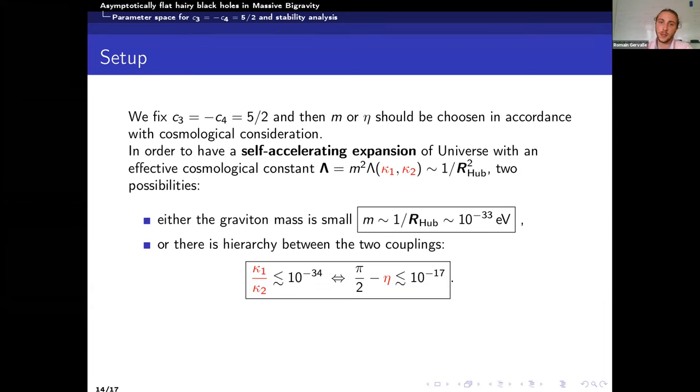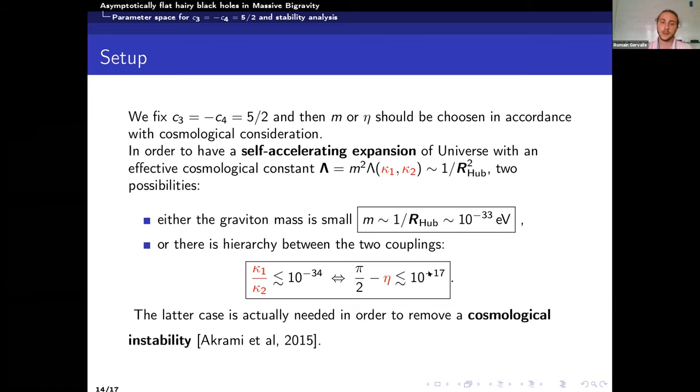So in order to have a self-accelerating expansion of the universe driven by an effective cosmological constant of order of the inverse of the Hubble radius squared, we have two possibilities. Either the graviton mass is very small, so M of order of the inverse of the Hubble radius, or there is a hierarchy between the two couplings, namely kappa 1 over kappa 2 is less than 10 to the minus 34, which is equivalent to saying that pi over 2 minus theta should be less than 10 to the minus 17. And the latter possibility is actually needed in order to remove an instability in the cosmological background. But we will consider the two possibilities and see which one is better to describe physical black holes.